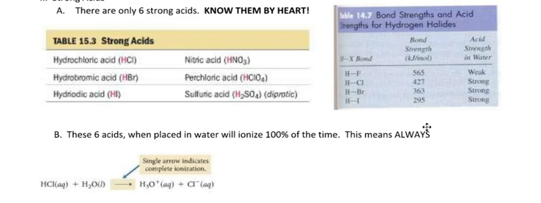And what does that mean? Is it a single arrow or a double arrow? Well, if it's a weak acid, it's a double arrow. It's an equilibrium. If it's a strong acid with a single arrow, that means it goes to completion. So that's what this says right here. These 6 acids, when placed in water, will ionize what? 100% all the time. And this means always, okay?